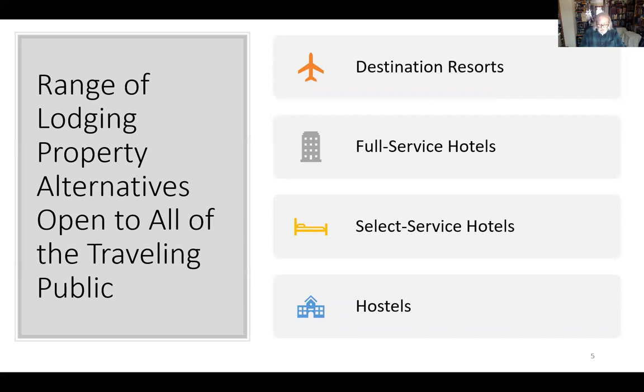Select service hotels cut it back one level in service, and the first thing to go is the food and beverage operation. So they provide a variety of sleeping rooms of different types, but no food and beverage. They might have a complimentary breakfast, but that would be about it. They probably won't even generally have room service. Select service focuses really on providing an overnight stay at a very basic level.